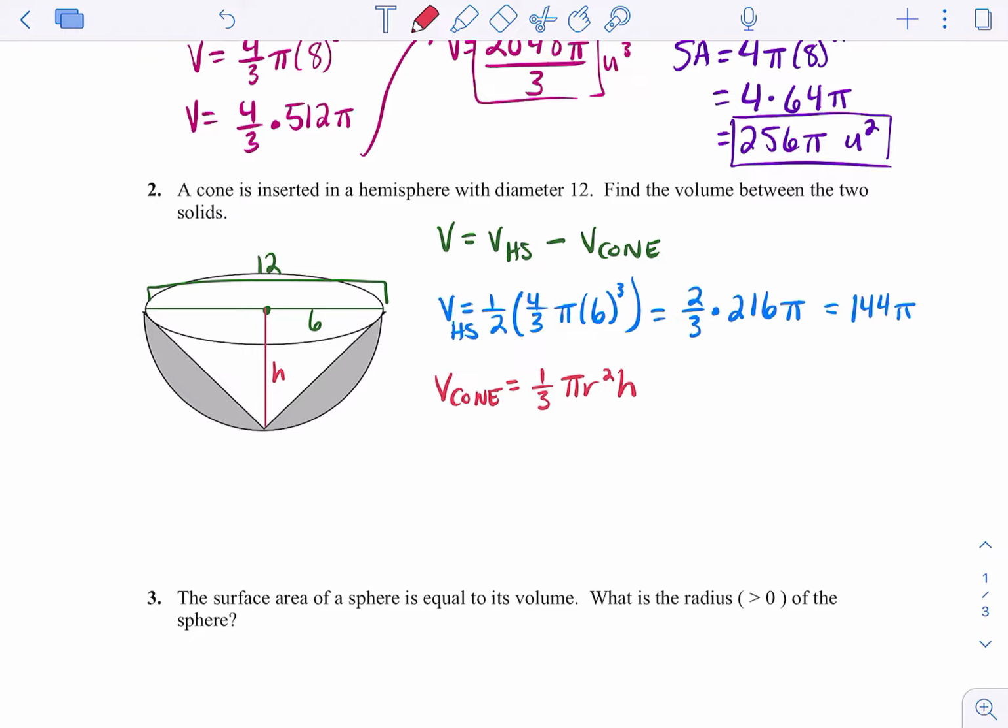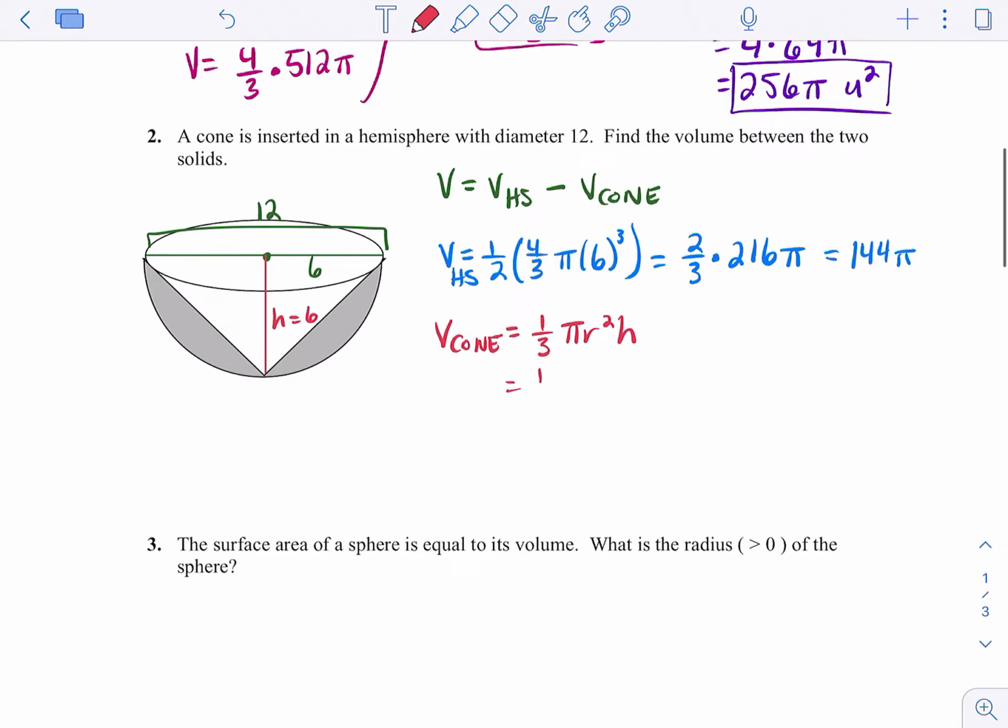This is a hemisphere. So what that means is from that center point, every line I draw to the edge is going to have the same length as our radius. So that means this cone, or this height, is also going to be 6, which is awesome. So that makes this 1/3. Then I'm going to go ahead and just do the pi r squared. That's 36 pi times a height of 6.